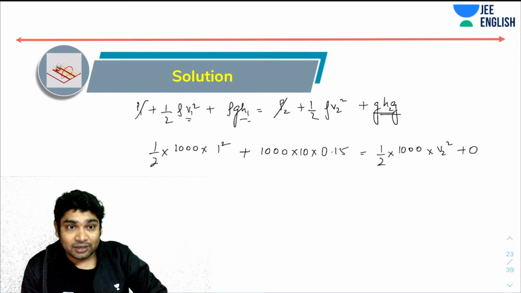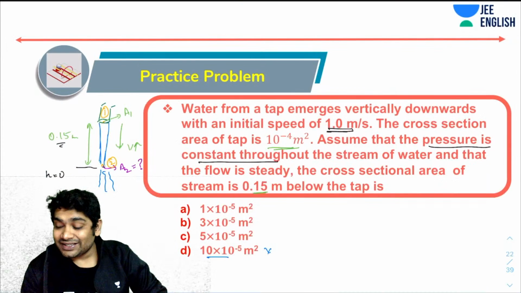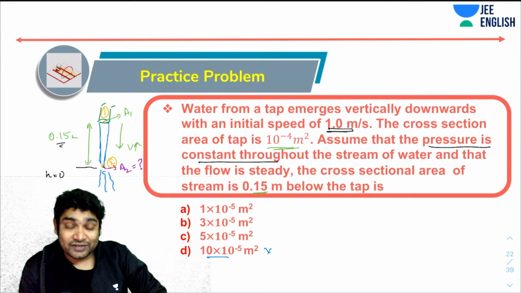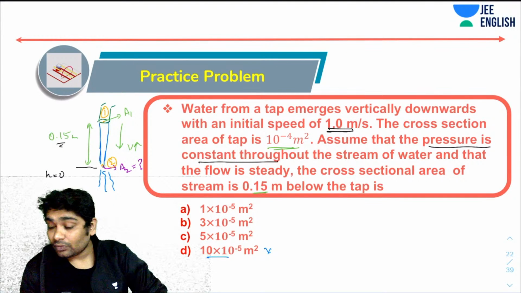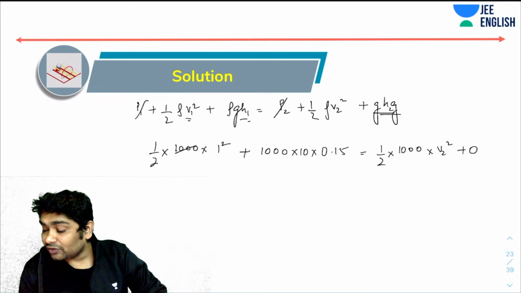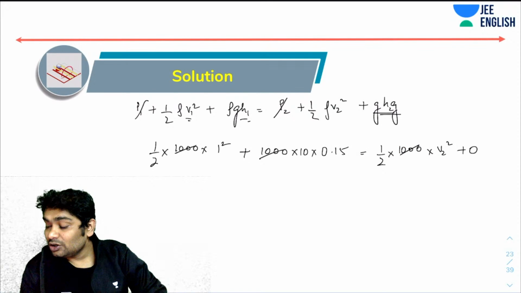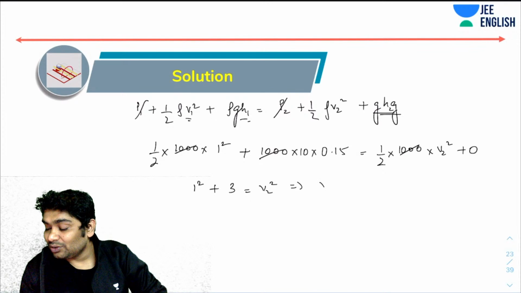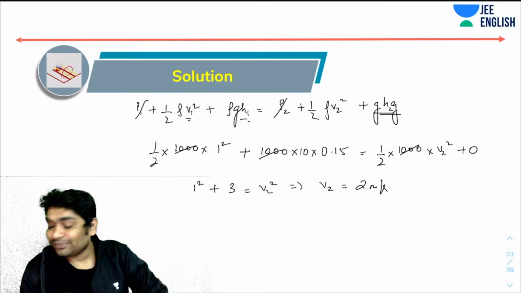I'm just applying Bernoulli's theorem between a point which is here at A1 and another point which is there at A2. Now I can get rid of these thousands, right? If I get rid of these thousands and multiply by 2, I have 1 square plus 1.5 into 2, so 3 equals V2 square. So V2 is coming out to be root 3 meter per second.